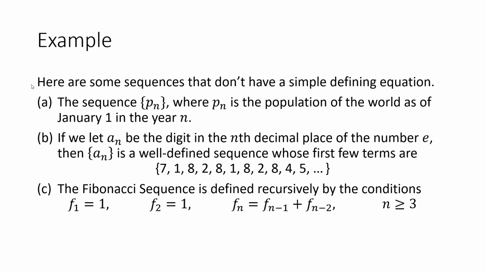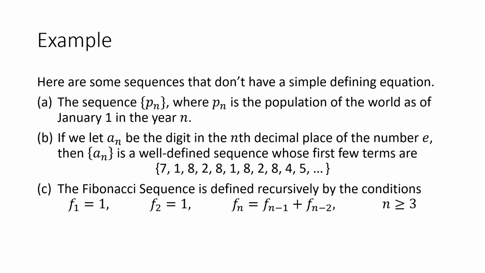So here we want to look at some examples of sequences that may not have a very simple formula that describes each term of the sequence. And the first example looks at the sequence Pn, where Pn is the population of the world as of January 1st in the year n.